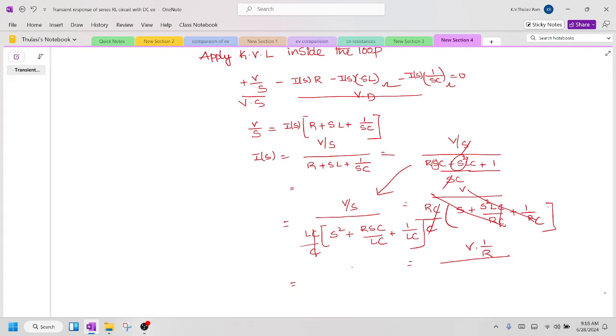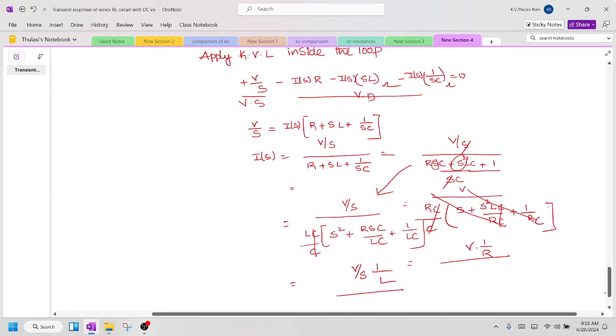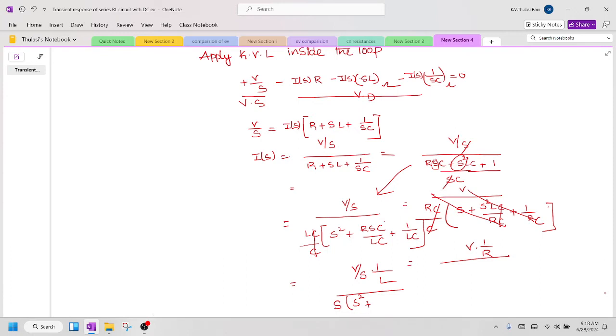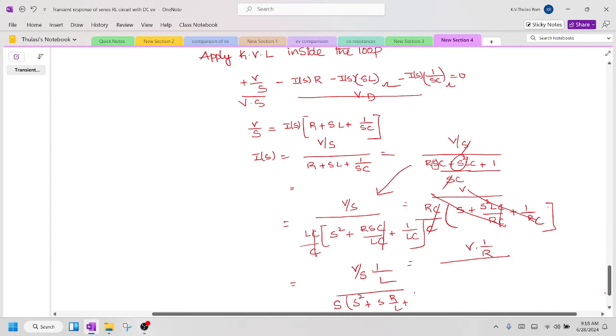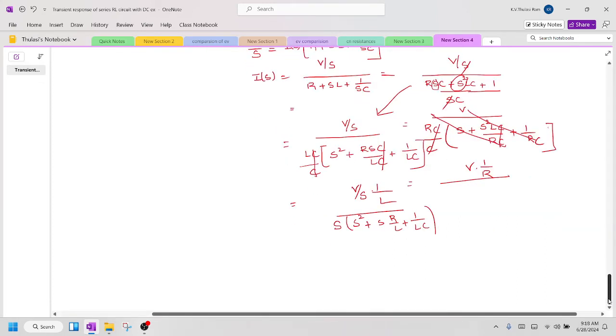Which is nothing but V by S, this is nothing but 1 by L divided by, so this is 1 by S, when it comes to the numerator we are going to get S into S square plus S into R by L plus 1 by LC. So this is the expression we have got.